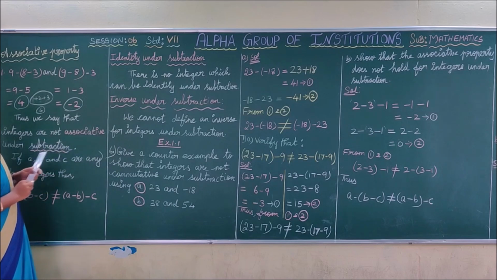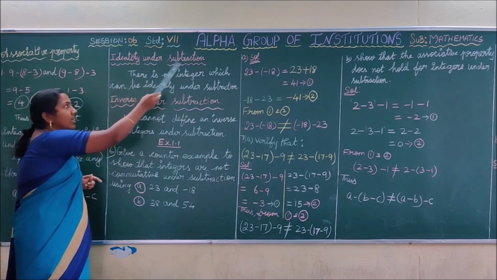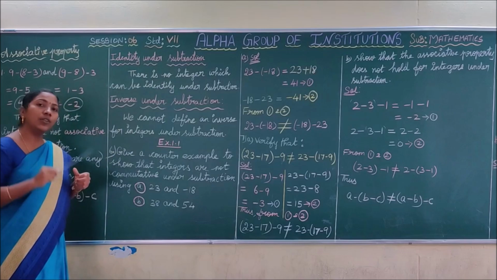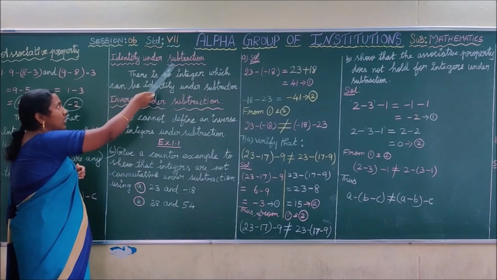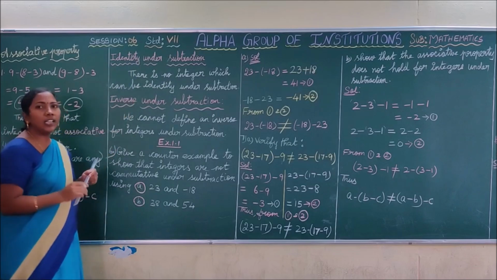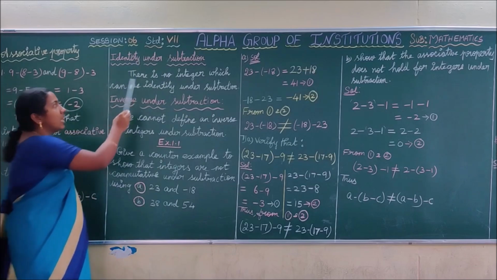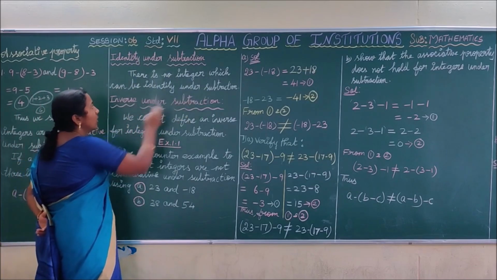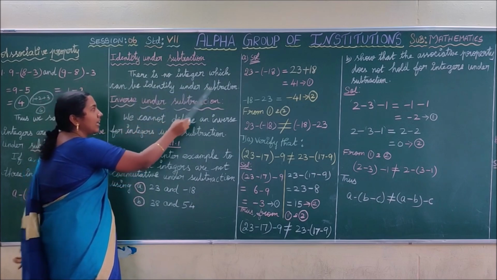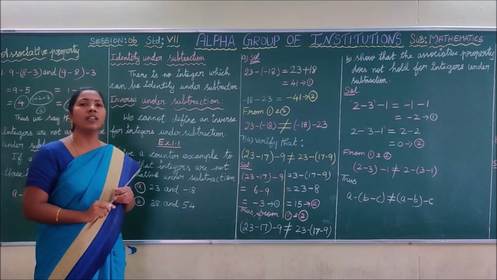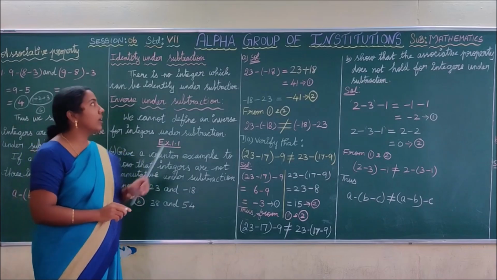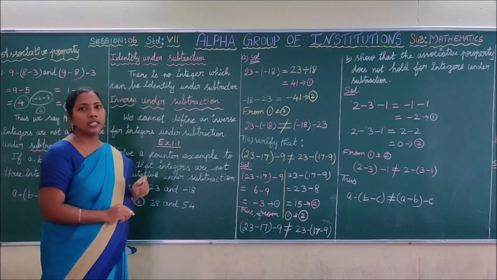Next we are going to see identity under subtraction. What is the additive identity? 0. But in the case of subtraction, what is the identity? There is no identity. That is, there is no integer which can be the identity under subtraction. For the operation of subtraction, we can't find any integer which is the identity for subtraction.